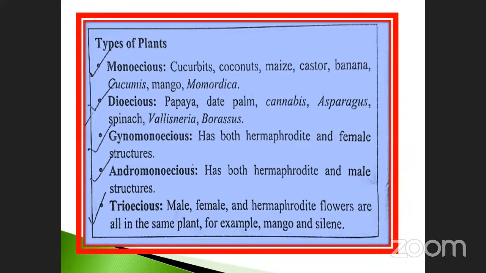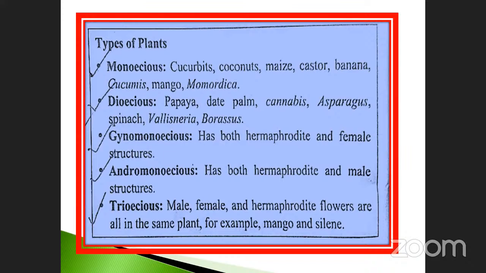Andromonoecious has both hermaphrodite and male structures. Male flowers sometimes may also be present. Trioecious: male, female, and hermaphrodite flowers are also present in the same plant. For example, mango and also silene. These are the examples given. Okay. So this is very, very important in this category. So many times the question has been asked in NEET.